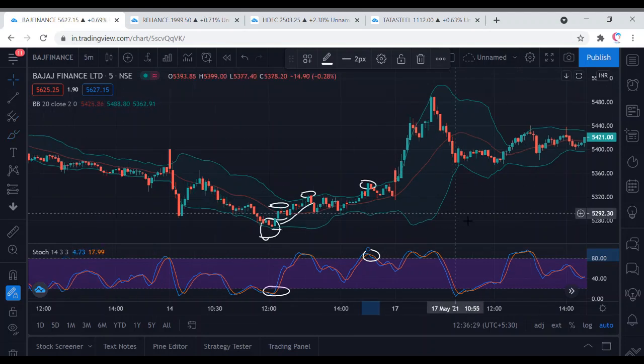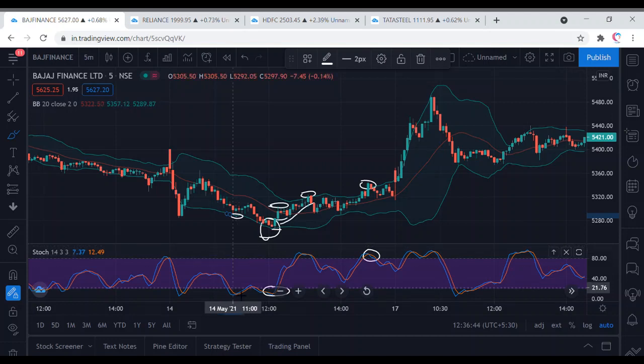Okay. So moving forward, you can use this strategy in a lot of stocks. I'll be showing some more examples as well. So here you can see on the same day, the price touched the lower of the Bollinger Band and the blue line went above the red line.